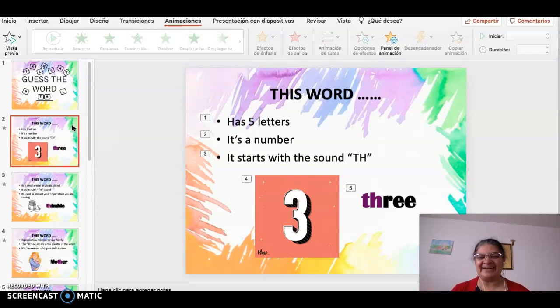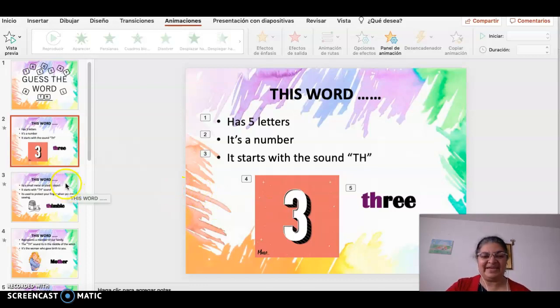¡Wow! ¿Quiénes adivinaron? Muy bien, raise your hand if you guess that the word was number 3. Miren, amores, tienen 5 letras, 1, 2, 3, 4, 5. Pero aunque tiene 5 letras, solo tiene 3 sonidos. 5 letras, pero solo tiene 3 sonidos. It's a number and it starts with the sound th. Bien, vamos con la segunda.